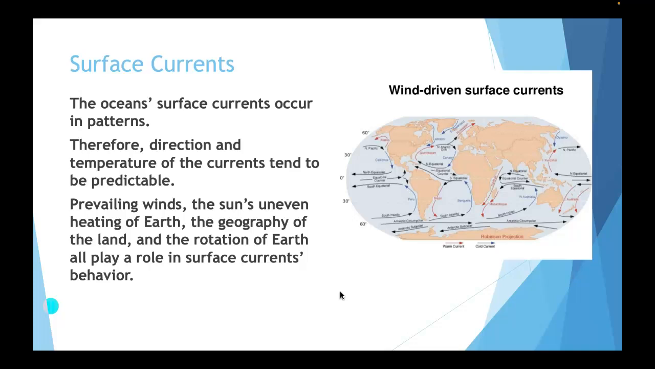So your first question, number 1, says ocean currents are a result of several influences. These are, and they're these right here. So it would be, I'm just going to grab a pen, it would be prevailing winds, sun's uneven heating of Earth, geography of the land, and rotation of Earth. Those are the 4 things that play a role in the behavior of those currents.